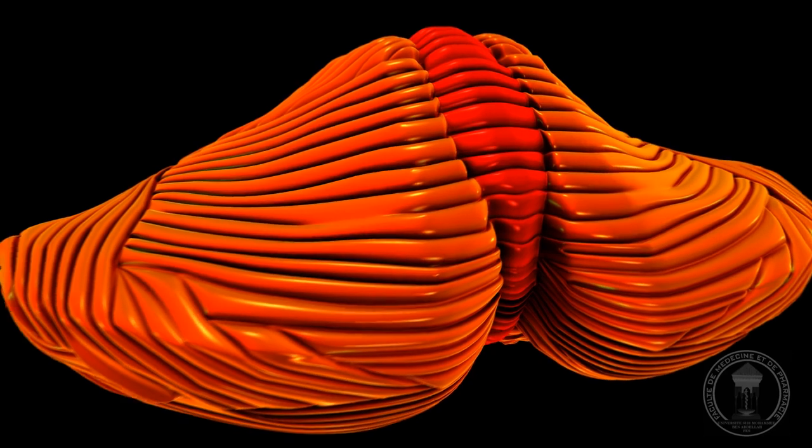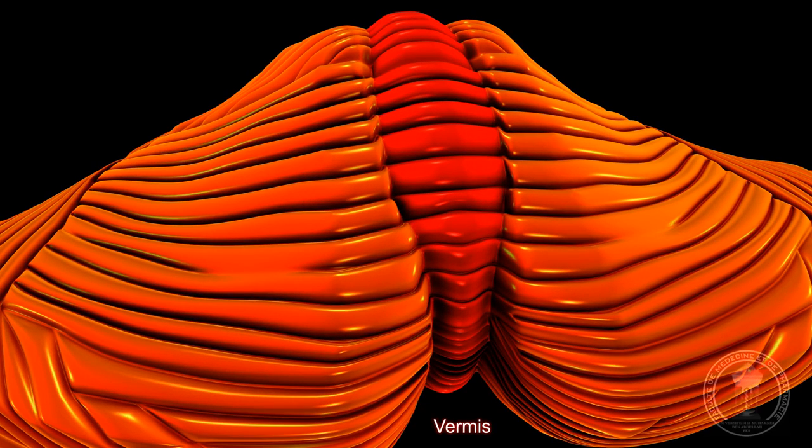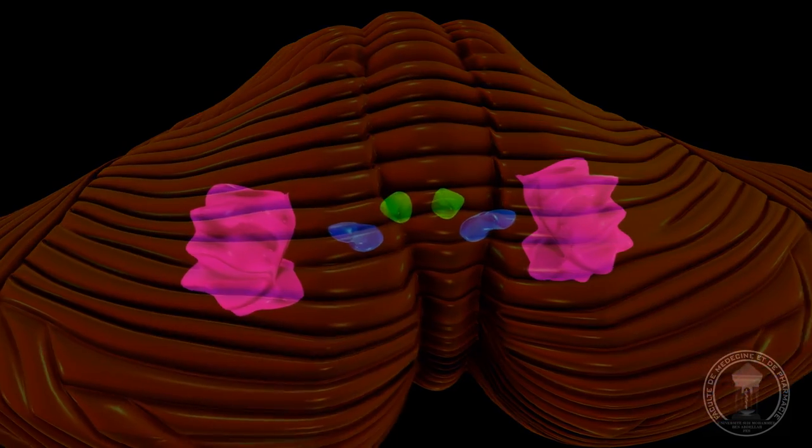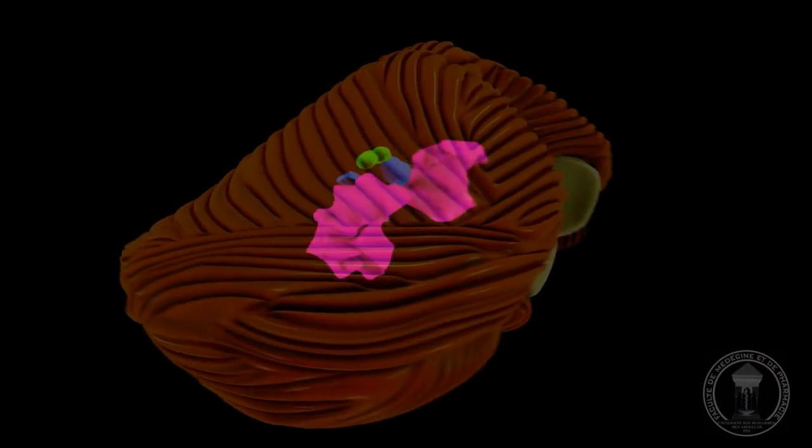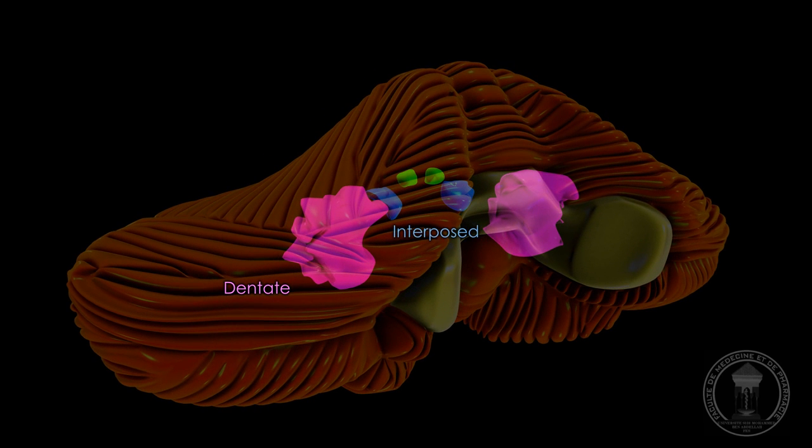The cerebellum contains a central region called the cerebellar vermis, and 3 deep cerebellar nuclei: dentate, interposed, and fastigial.